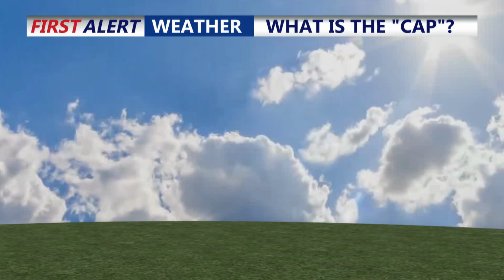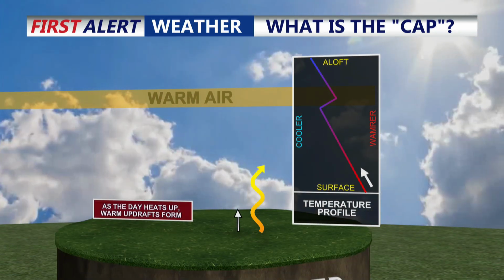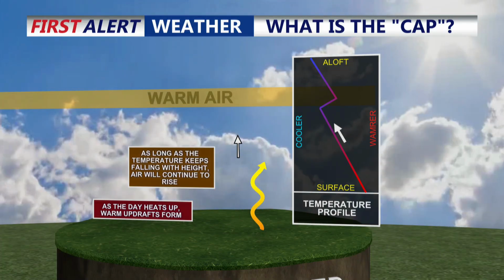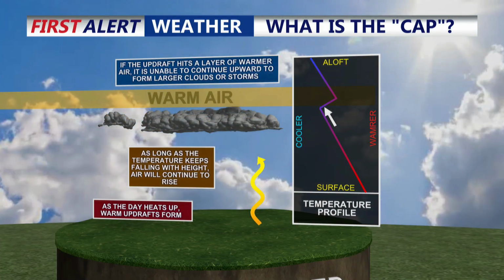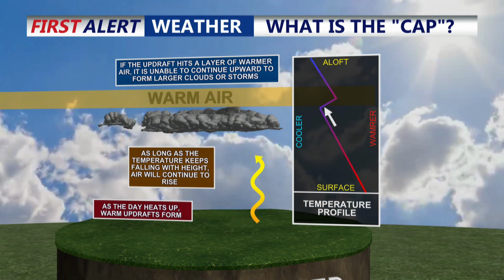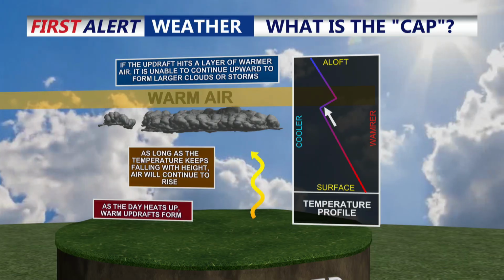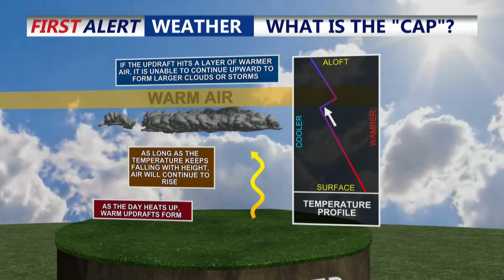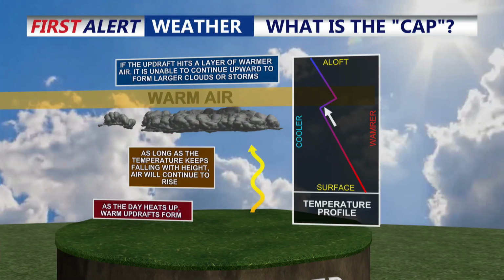All right, so first and foremost, when we talk about what is the cap, we're talking about warm air. Now, on your right side, you see what resembles what's called a radiosonde, and that arrow showing the air as it begins to ascend in the upper portions of the atmosphere. As the day heats up, warm air updrafts form. As long as the temperature keeps falling with height, in other words, as long as it keeps getting colder as you go higher in the atmosphere, the air will continue to rise.